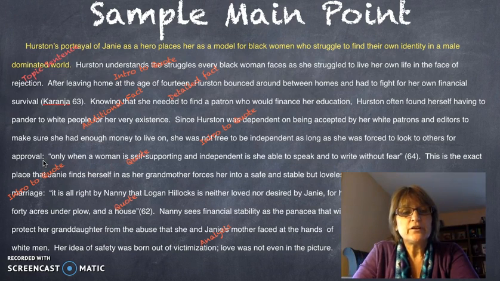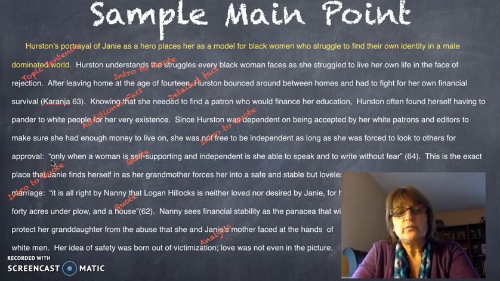So it's a full independent clause. I chose to use a colon. And then here's my quotation mark. Only when a woman is self-supporting and independent is she able to speak and write without fear. Close quote, no punctuation mark.